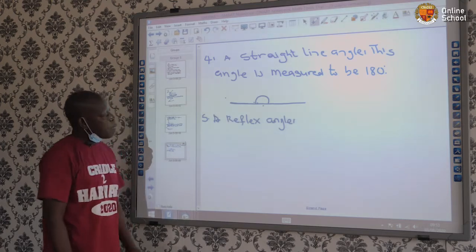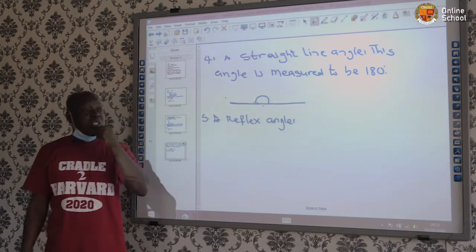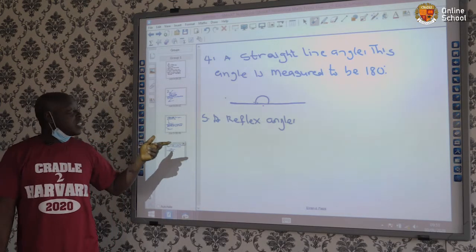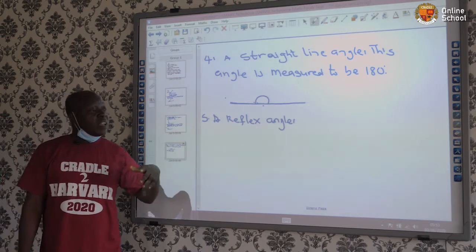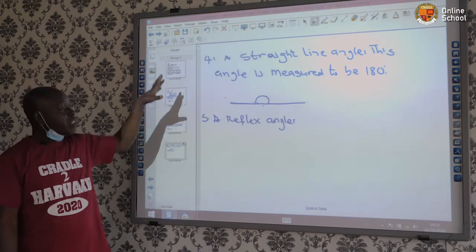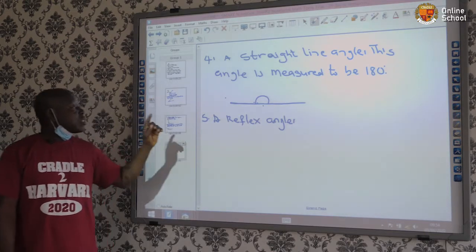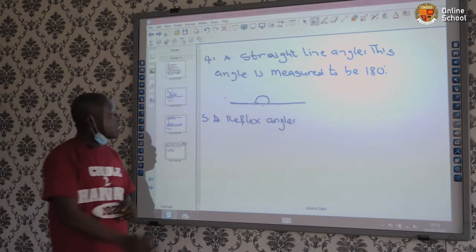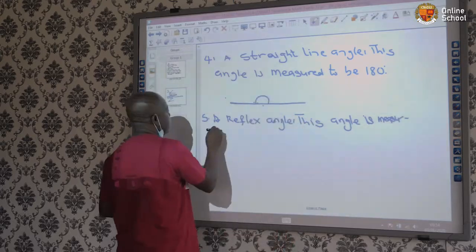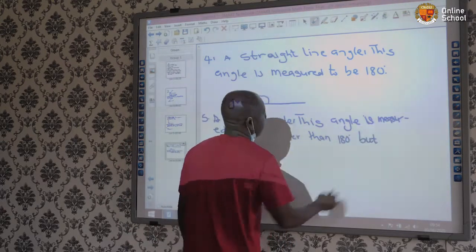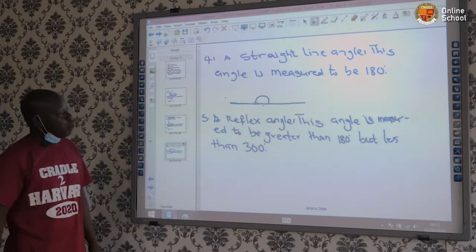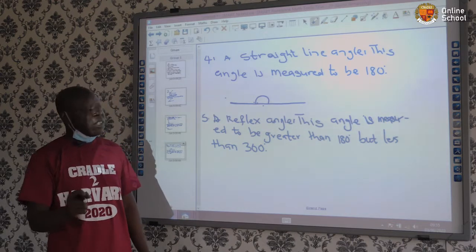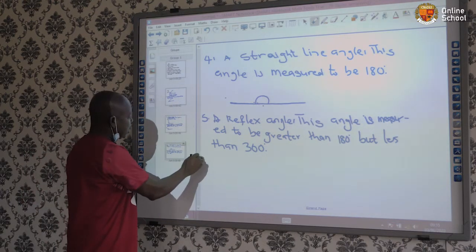A reflex angle. This reflex angle is measured to be greater than 180 but less than 360. As you know, a complete revolution, that is a complete circle, gives you 360. But a reflex angle is greater than 180 but less than 360. This will move us to number 6.